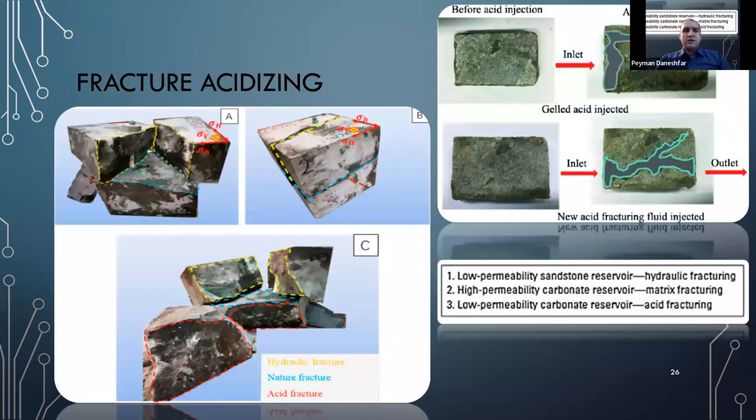As you can see here, I want to show you some pictures from the formation or small cuttings. The light blue one is the natural fracture, the yellow one is for a hydraulic fracture, and the red one, if you see the faces, is for the acid fracture. And this is the note to remember every time: a low permeability sandstone reservoir is good for hydraulic fracturing. A high permeability carbonate formation is for matrix acidizing, and a low permeability carbonate is for fracture acidizing.